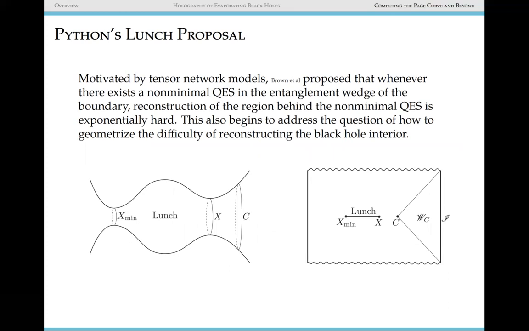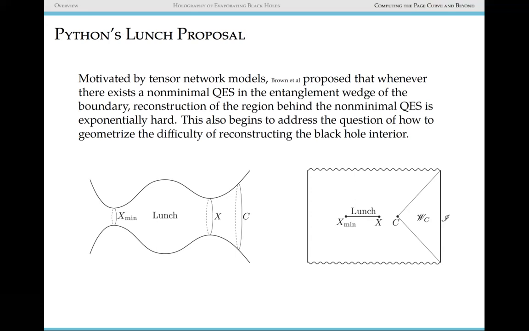So tensor networks are a very, very useful toy model for AdS/CFT. They give you a way of doing a quantum information theoretic model of the bulk-boundary map. Now in tensor networks, I guess I can sort of try to draw a tensor network here.